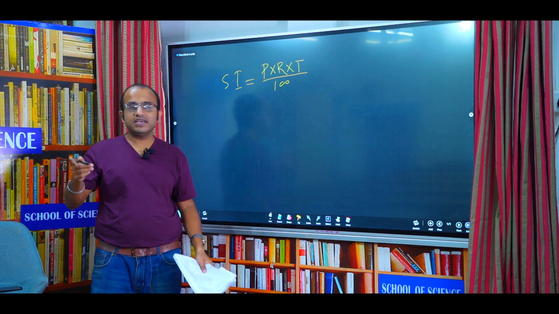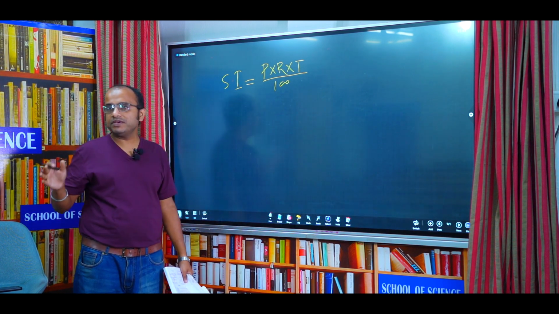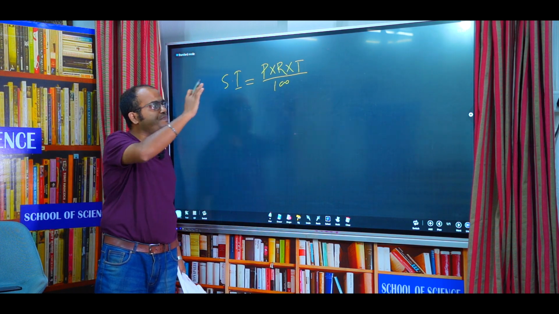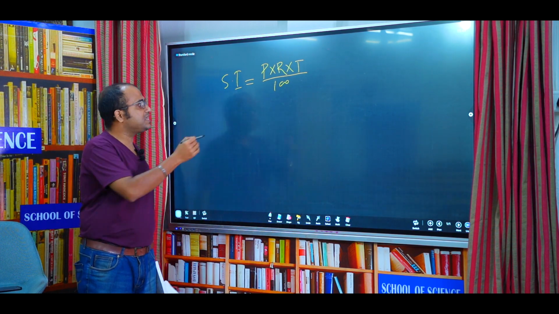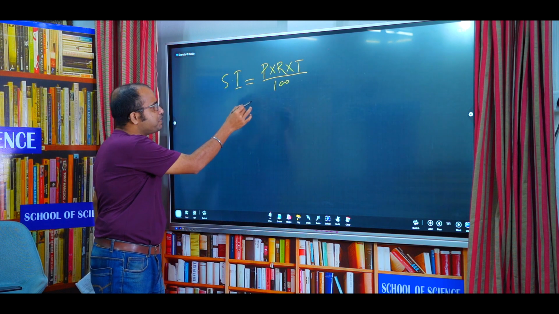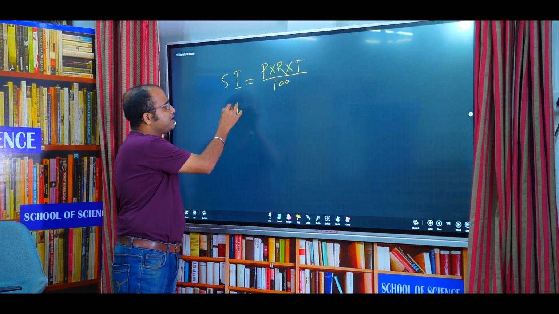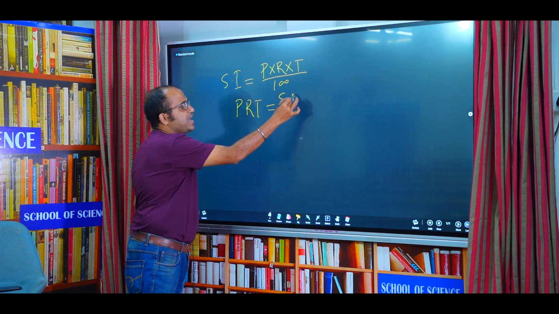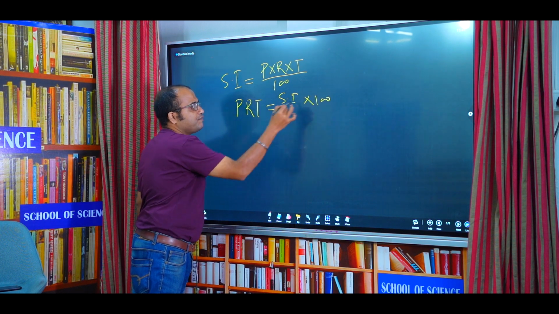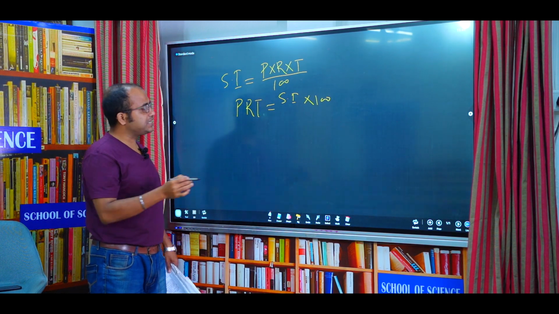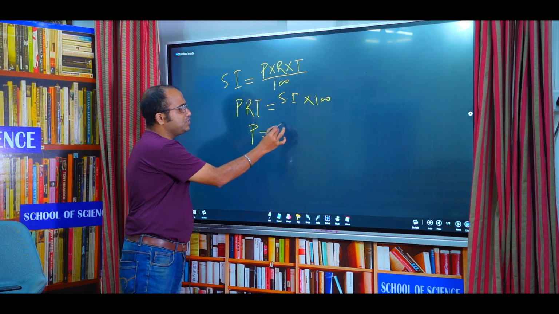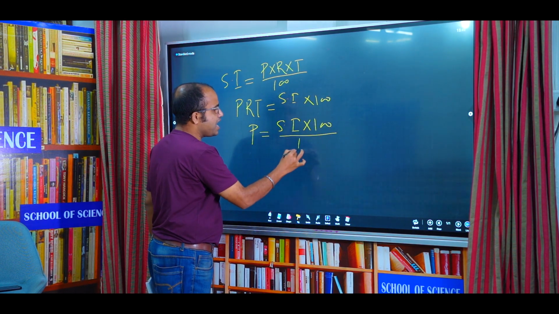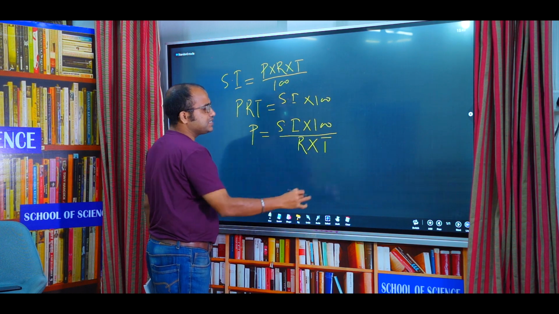Now next, in some problems they are asking to find out SI, then SI is equal to P into R into T by 100. Suppose they are asking for P. Then just cross multiply. If you cross multiply, what comes? PRT is equal to SI into 100. So from that cross multiplication, if they are asking what is the principal, then principal is equal to SI into 100 divided by R into T. So this is the basic thing.